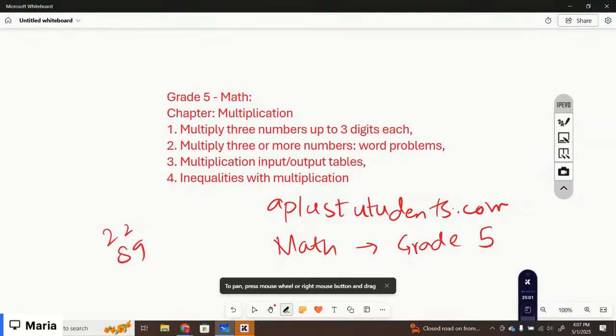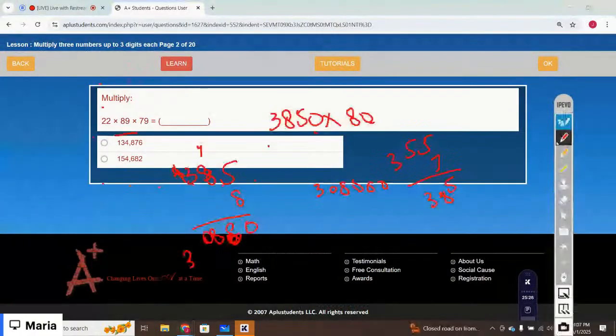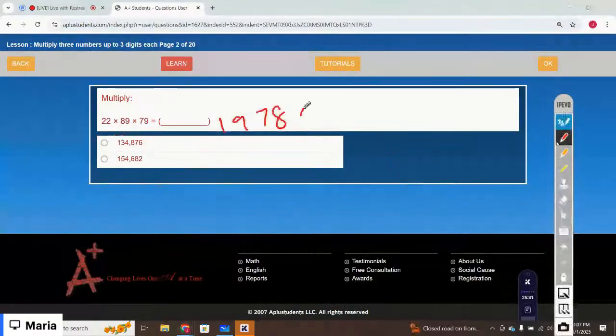22 times 89. 9 times 2 is 18, carry 1. 9 times 2 is 18 and 1 is 19. 2 times 8 is 16, carry 1. 2 times 8 is 16 and 1 is 17. So it is 1958. Now you have to multiply 1958 times 79.